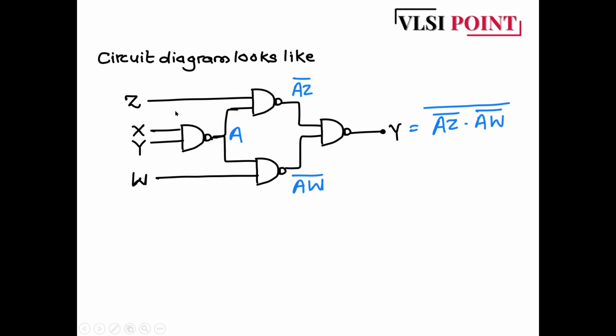You can see the circuit diagram. (X into Y) whole bar we have taken as A. Similarly, (A into Z) whole bar we are taking as another NAND gate, (W into A) whole bar as another NAND gate, and this is the last NAND gate, which is the fourth NAND gate. So the answer is B.